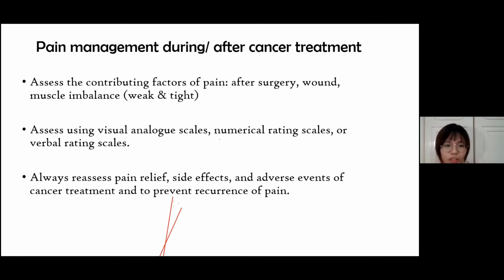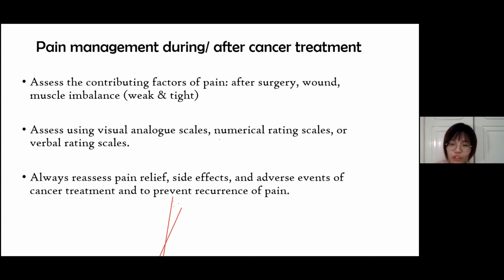Or chemotherapy can cause muscle pain to the patient. A lot of patients will complain of pain because of muscle weakness, so electrolyte imbalance in the body can also trigger the pain during chemotherapy. So we assess the contributing factor first, whether it's electrolyte imbalance in the body. We just see the blood test report, see any electrolyte imbalance. We assess the muscle condition, whether they have muscle weakness.